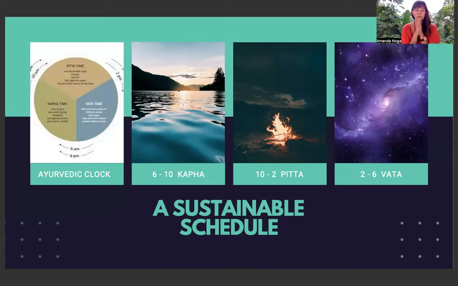So from 6 till 10, we're moving through kapha time. Then from 10 till 2, we're moving through pitta, the fire. And then from 2 till 6, we're moving through vata. So that's the general overview.